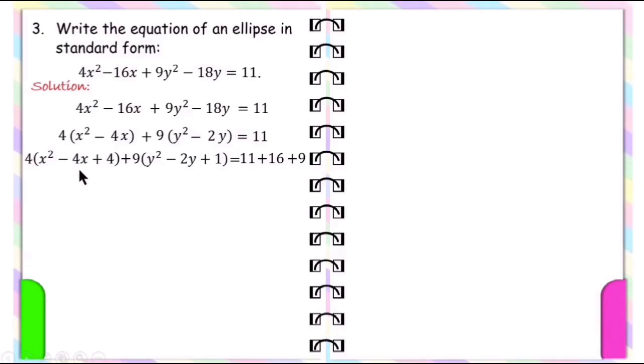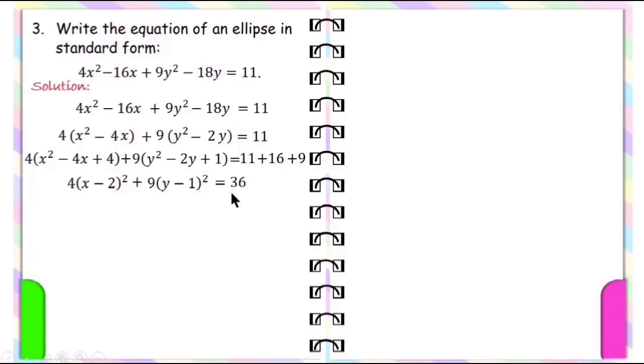We can now factor the expression on the left side, so we copy 4 and factor x² - 4x + 4, which is (x - 2)². We just took half of the coefficient of x. While here we have 9 times (y - 1)². Half of -2 is -1. And this is equal to 36. 11 plus 16 is 27, plus 9 is 36.